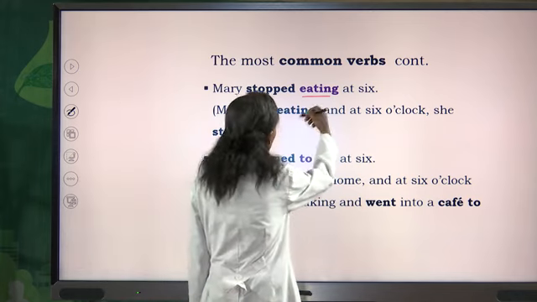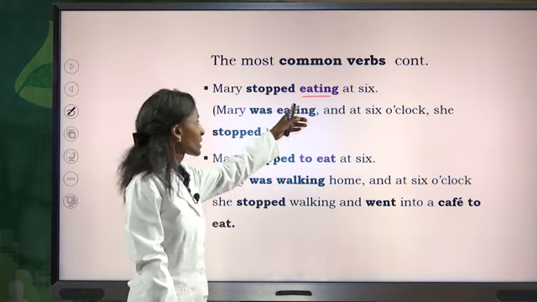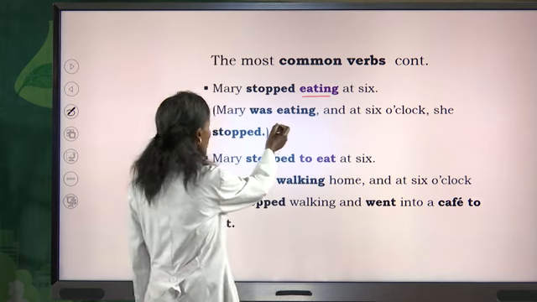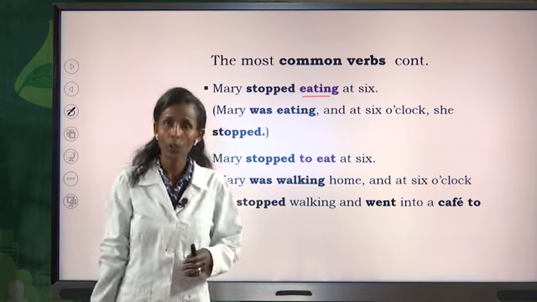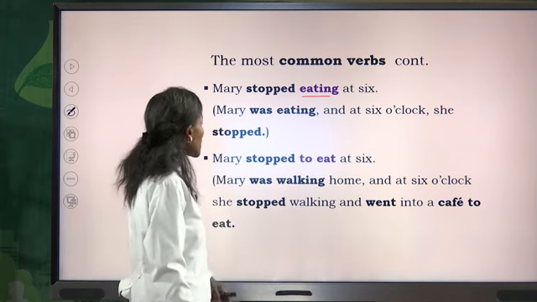Mary stopped eating means she was eating and she stopped. So the action in the gerund is no longer taking place. That is the meaning of this sentence. What if the verb stopped is followed by infinitive with to? What is the meaning? So here we have, Mary stopped to eat.